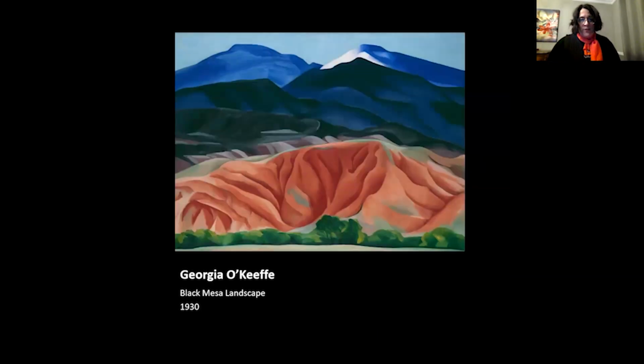This is one of her landscapes. By the time she passed away in 1986, she had risen to stardom in the art world as well as in the American public. And she said this about being both a painter and a woman artist.